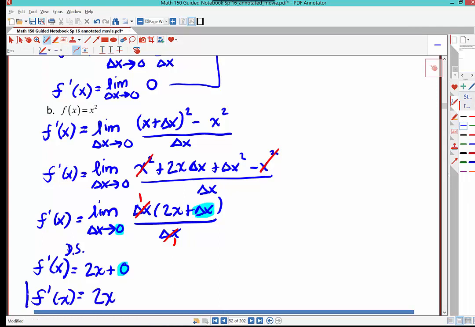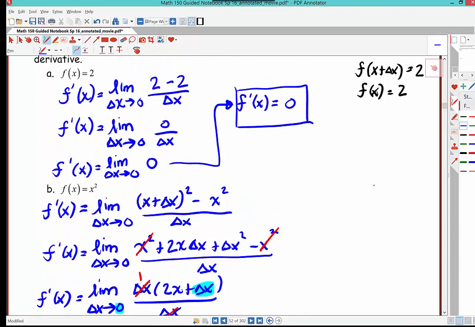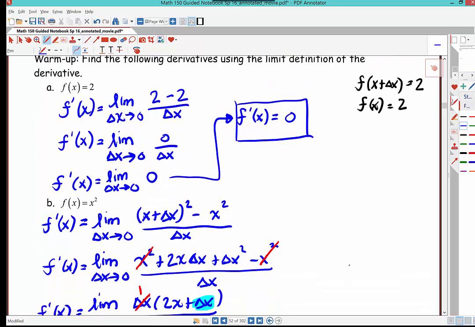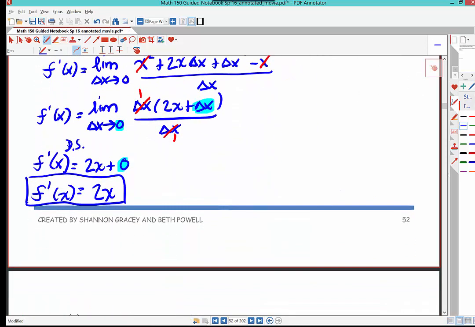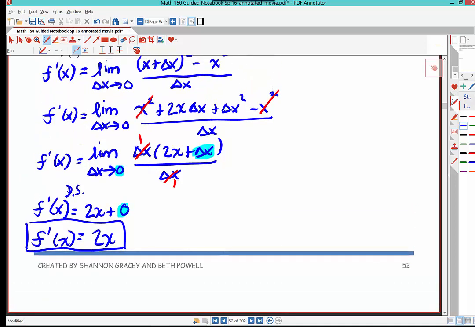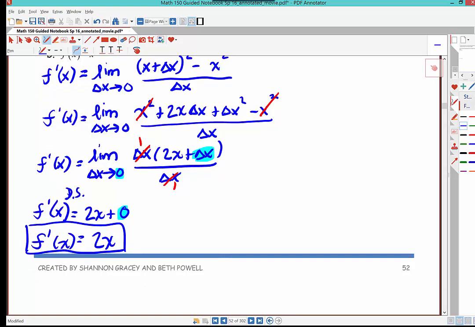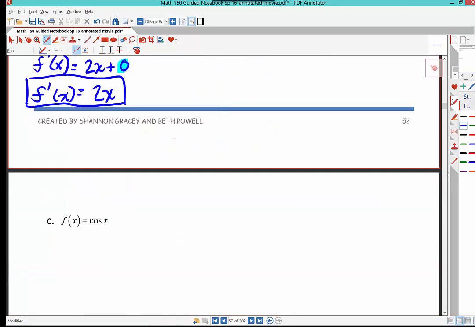So let's just check out a couple of things. What did you notice about this one in particular? We started out with x squared. So f of x equals x squared has a degree of, great, 2. And we went down to a degree of 1. So keep that in your mind when we learn about that power rule.